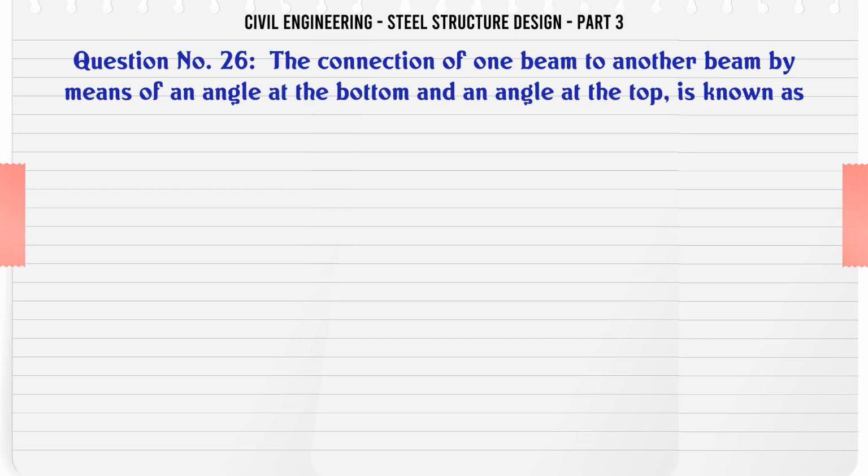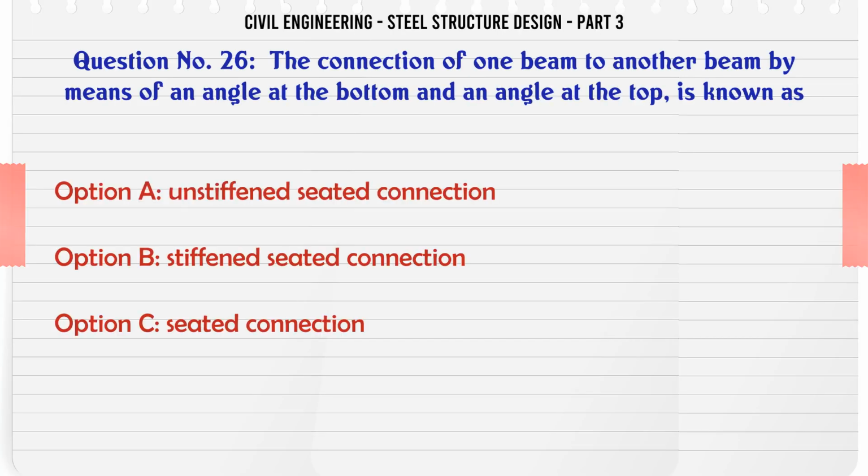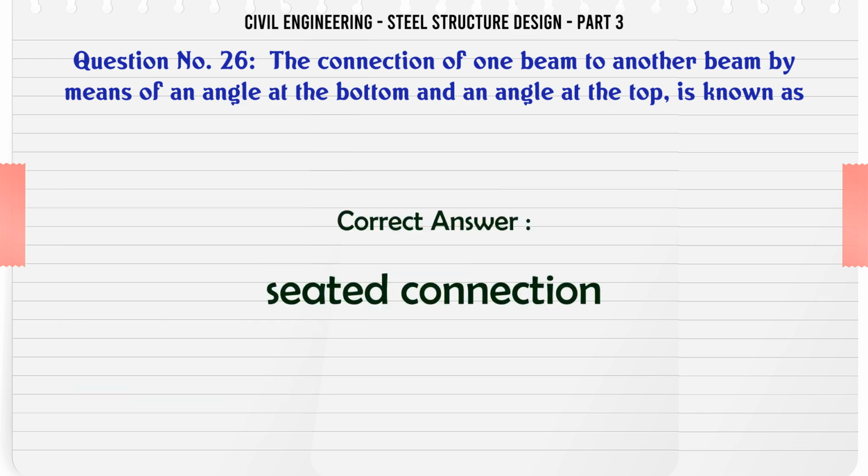The connection of one beam to another beam by means of an angle at the bottom and an angle at the top is known as A. Unstiffened seated connection, B. Stiffened seated connection, C. Seated connection, D. None of these. The correct answer is seated connection.